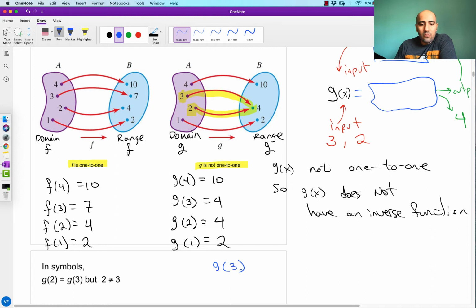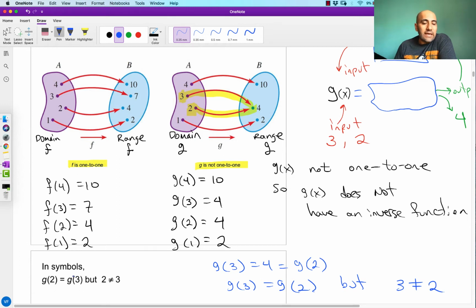G of 3 is equal to 4, and g of 2 is equal to 4. Therefore, they're equal to each other: g of 3 equals g of 2. But clearly, 3 does not equal 2. So what this is pointing out is that we've identified this situation: we have 2 different unique values in the domain that are both leading to the same number, right? That's just what this is saying. Hey, pointing out that the 2 and the 3 both lead to the 4.